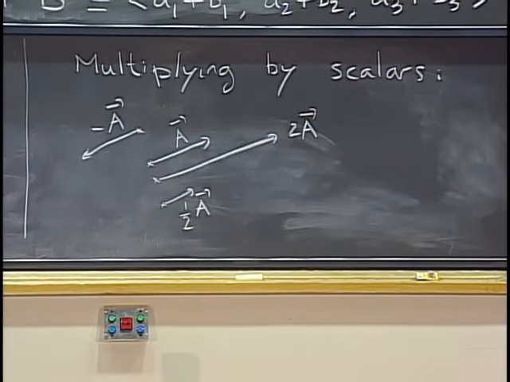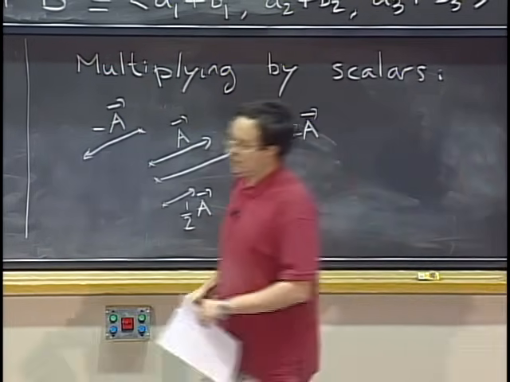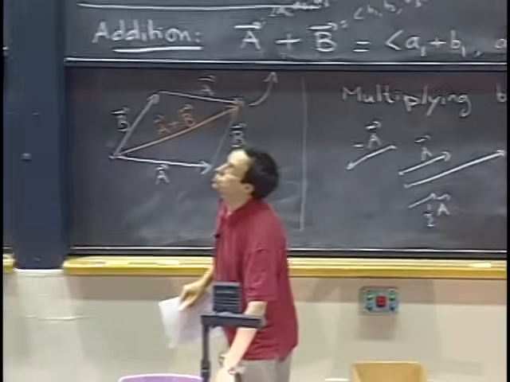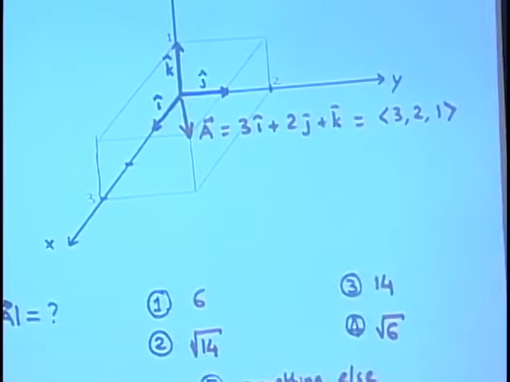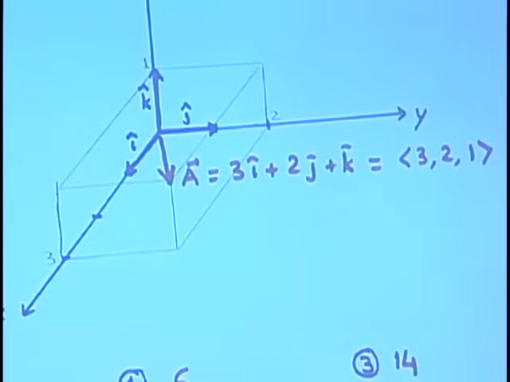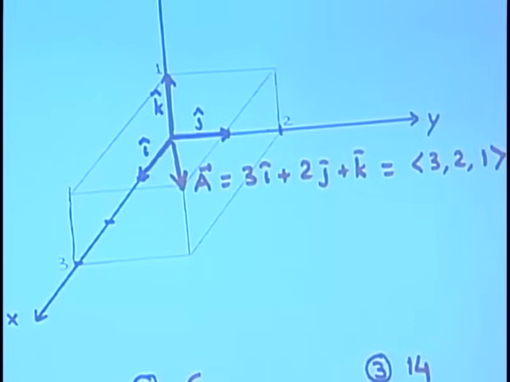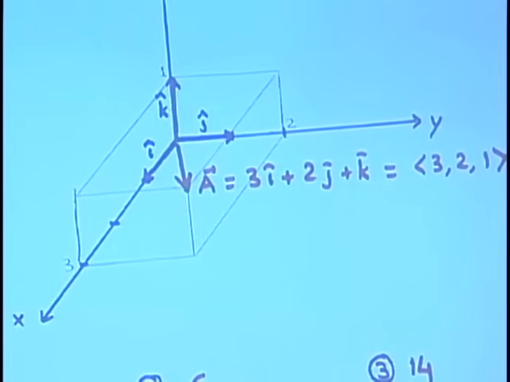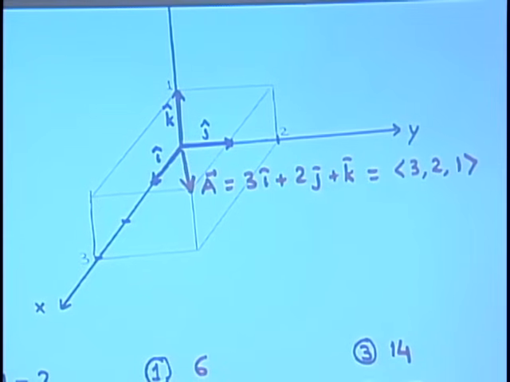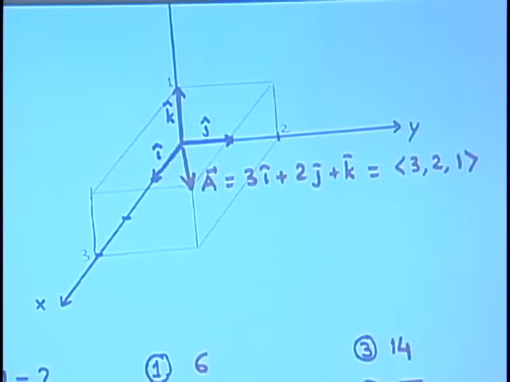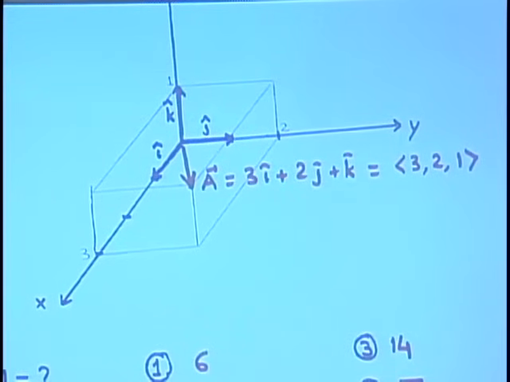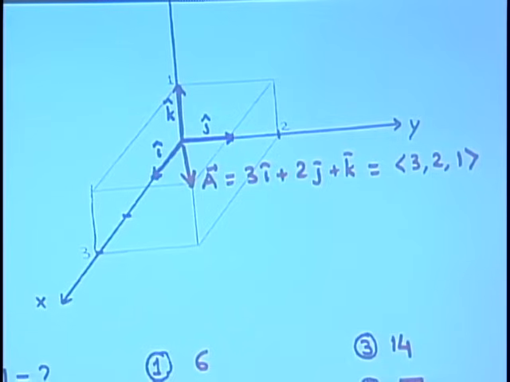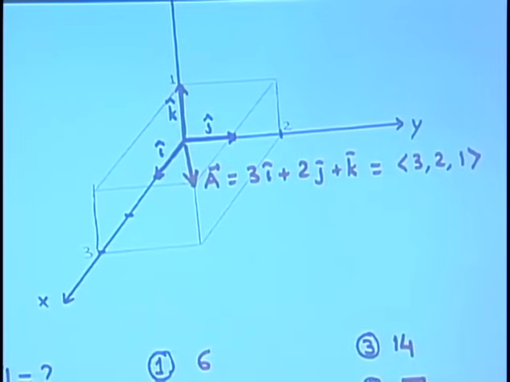Now you see, if I do the calculation 3 times i plus 2 times j plus k, what does it mean? 3 times i is just going to go along the x-axis, but by a distance of 3 instead of 1. And then 2 times j goes 2 units along the y-axis, and k goes up by 1 unit. If you add these together, you will go from the origin, then along the x-axis, then parallel to the y-axis, and then up. And you will end up, indeed, at the end point of the vector A.